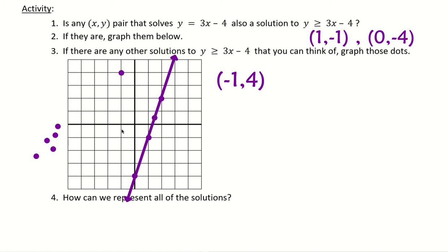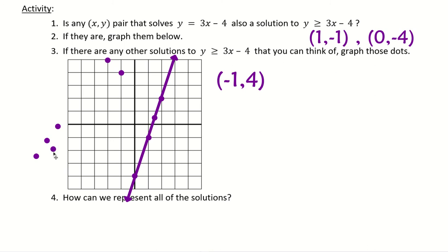How about, what if you plugged in negative 2 for x and 5 for y? Would that make a true statement? Is 5 greater than or equal to 3 times negative 2 minus 4? 3 times negative 2 minus 4 is negative 10. There's a lot of numbers that are larger than negative 10, including 5. So x is negative 2, y is 5. That's included, right?